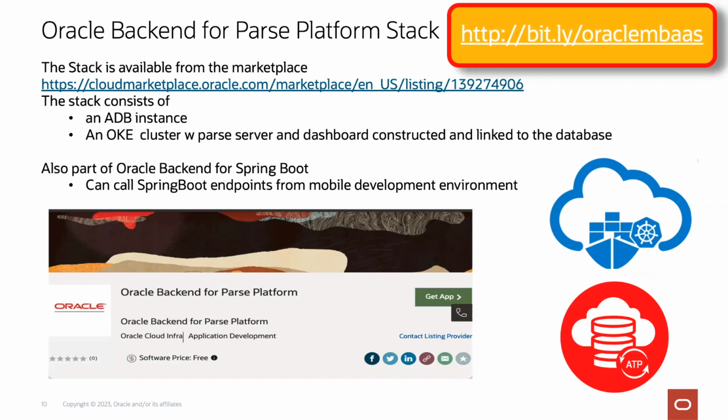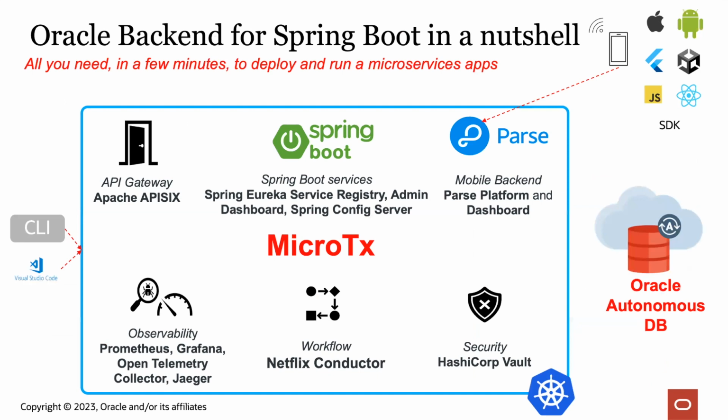And this is also part of another stack called Oracle Backend for Spring Boot, which is a really nice offering that we have. So here it is. You can see Parse in the upper right-hand corner. Oracle Backend for Spring Boot is a full-blown microservices environment for developing Spring Boot microservices. So it has the mobile backend, it has security, it has workflow, it has observability, it has all the things that a microservices development environment should provide.